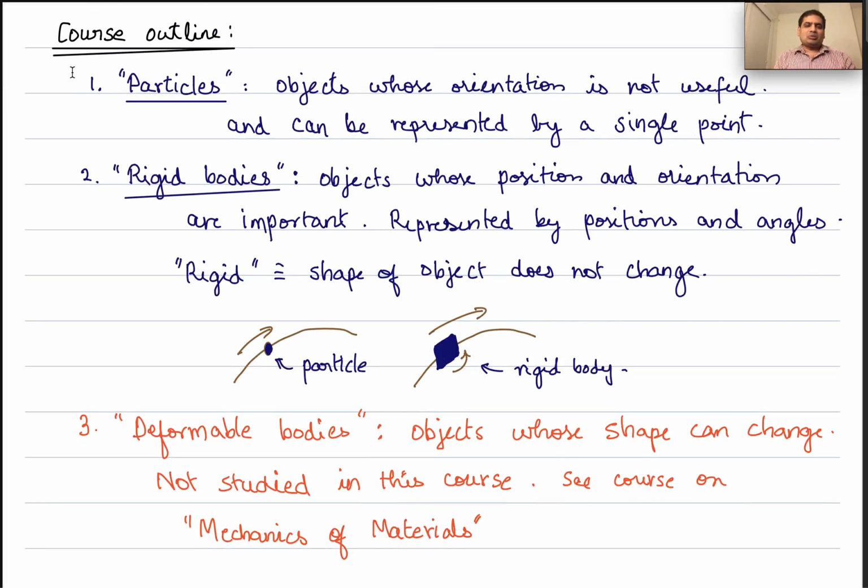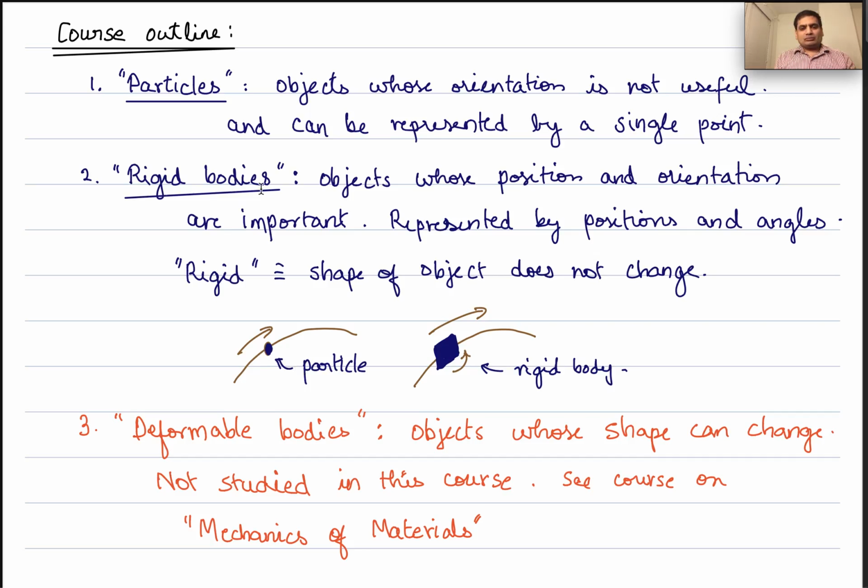The course has two parts. The first part covers objects which are called particles, and the second part covers what are called rigid bodies. Particles are objects whose orientation is not really useful or important in tracking how it moves. And particles can be represented by a single point. Okay, so imagine this object, which is represented by a point moving along this curve, that you would call a particle, I guess. That could be a representation of a particle.